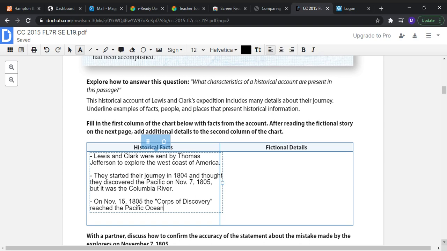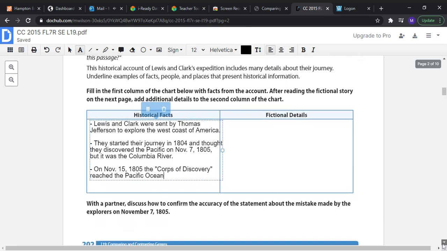So now we're going to go on to the next text and we're going to read a historical fiction account and we're going to see what fictional details we see and then add it to this chart. So let's move on.